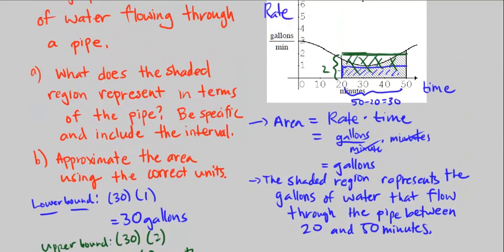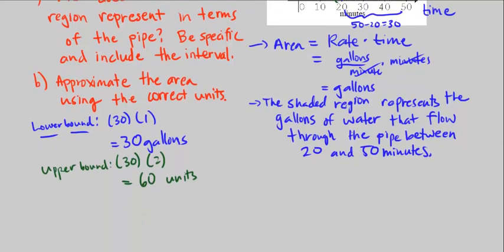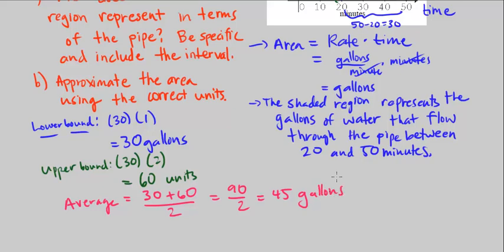That would be like taking the trapezoid here, right? We created a trapezoid. Let me use another color. If we created a trapezoid using this point and this point, we could get the average between the lower bound and the upper bound. So the average is equal to, you add them up and divide by 2, which is 90 over 2 or 45. And remember, the units are gallons.